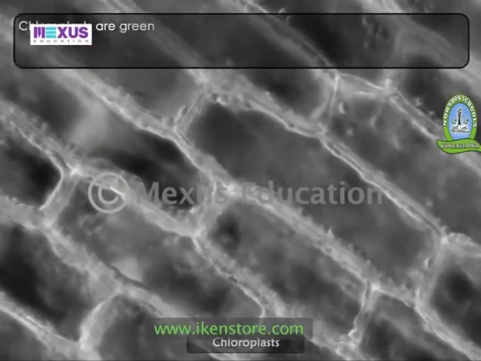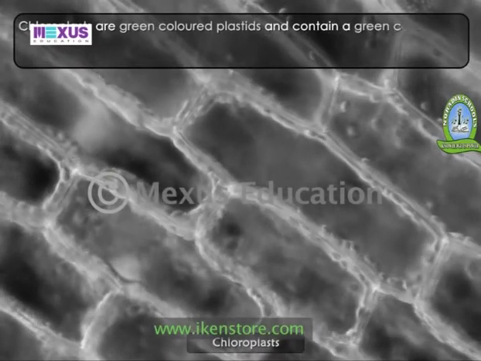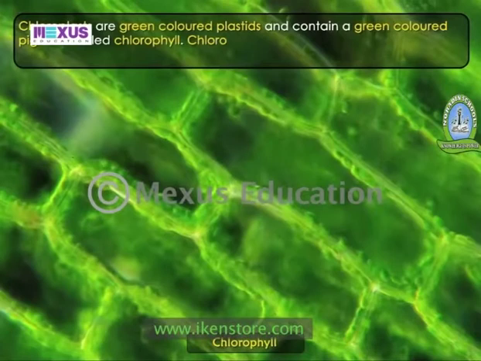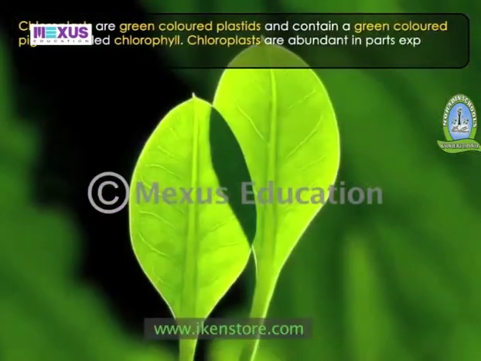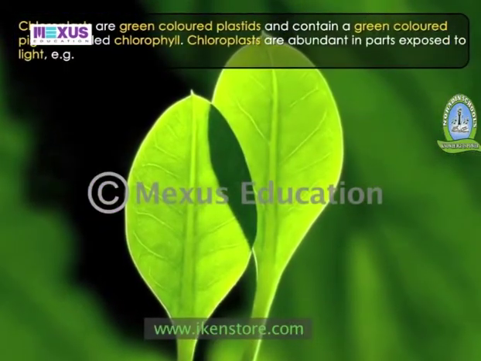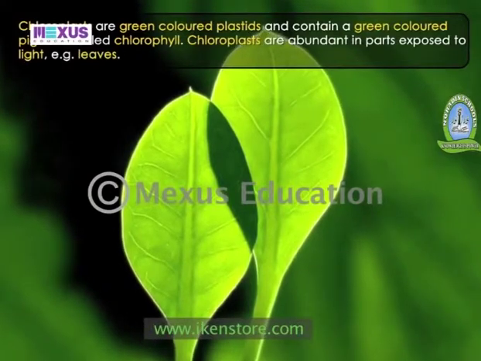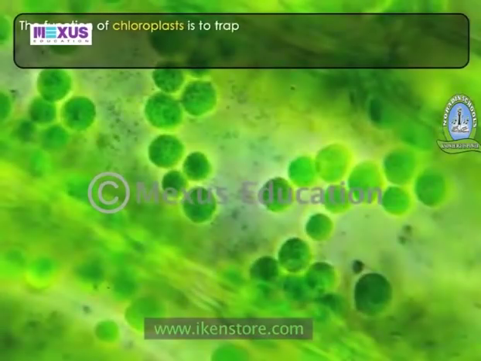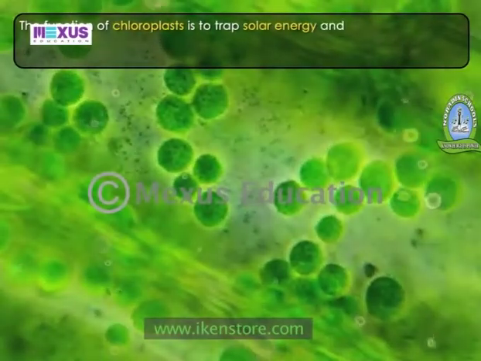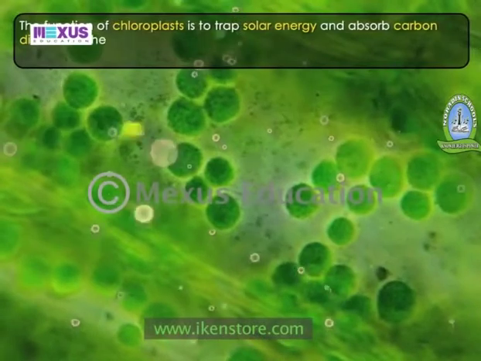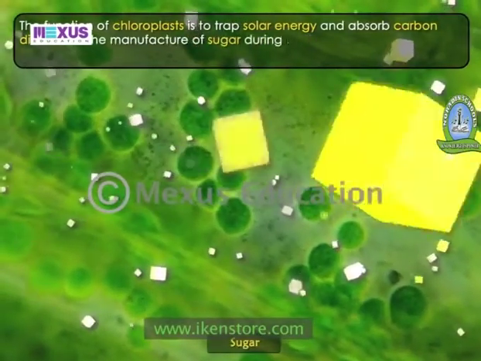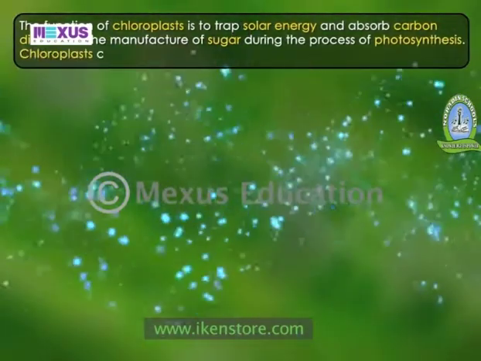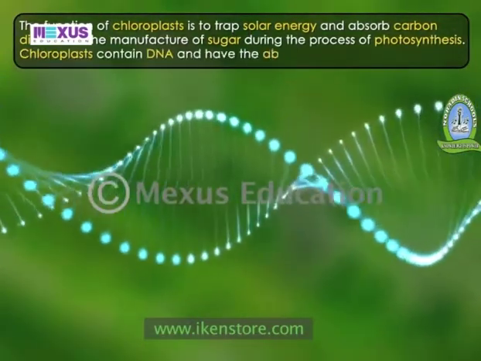Chloroplasts are green-colored plastids and contain a green-colored pigment called chlorophyll. Chloroplasts are abundant in parts exposed to light, for example, leaves. The function of chloroplasts is to trap solar energy and absorb carbon dioxide for the manufacture of sugar during the process of photosynthesis. Chloroplasts contain DNA and have the ability to divide.